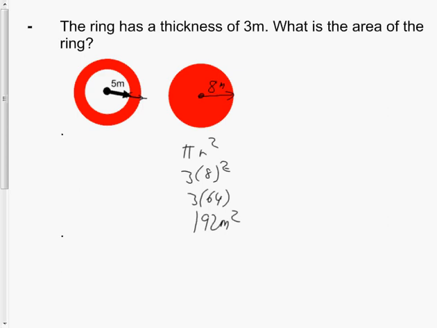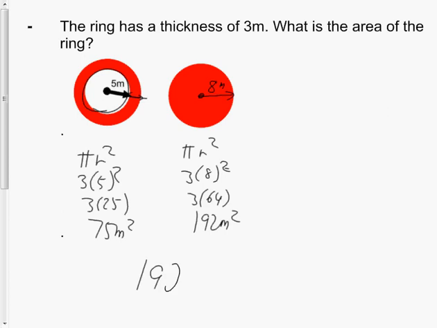But that red circle is not a full red circle. It has this big white circle cut out of it to make that red ring. So if I figure out what was cut out, it would be 3 times 5 squared, or 3 times 25, or 75 meters squared was cut out. So the answer to the question is, if I take my full red circle and subtract the white circle that was cut out, I end up with 117 meters squared as the remaining area of the red ring. And that's your answer.